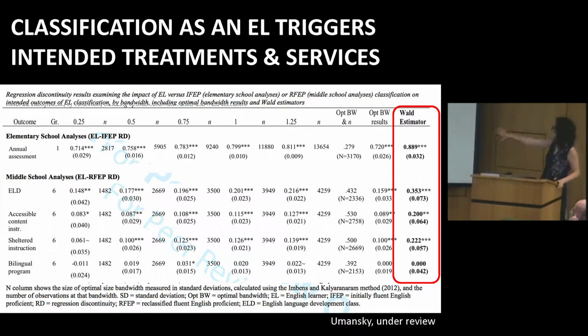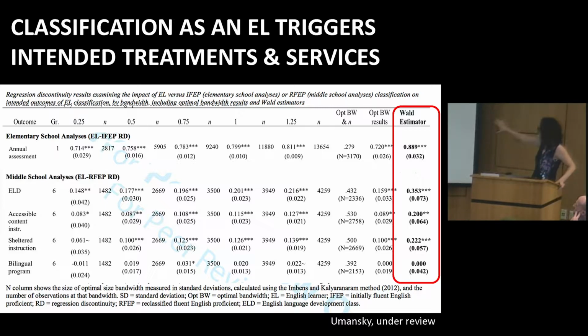The second moment in time that I'm looking at is the transition to middle school. Students who are EL classified in 5th grade get evaluated at the end of 5th grade and fall right near the cutoff as they move into 6th grade, either EL or reclassified fluent English proficient students. What you can see here is that EL classification triggers the annual assessment in a very dramatic way, about 90 percentage points.